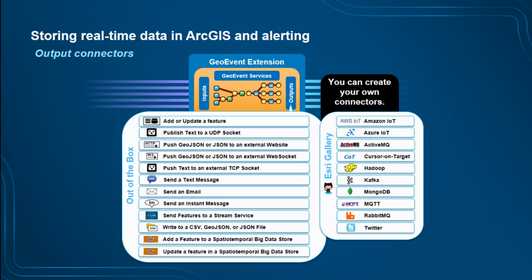We also have connectors on the Esri gallery for Amazon IoT, Azure IoT, and enterprise messaging applications like ActiveMQ, RabbitMQ, Kafka. You can also write to your Hadoop or MongoDB. You also have a connector for Twitter. Similar to input connectors, these connectors also have their associated GitHub project, so you can fork those and create a connector or expand based on your requirement. If any of these connectors listed here do not meet your requirement, there's a Java-based SDK, so you can create your own connector as well.